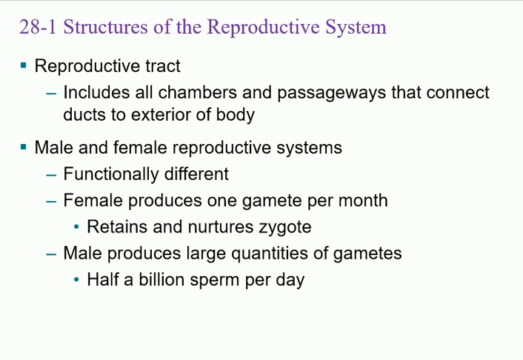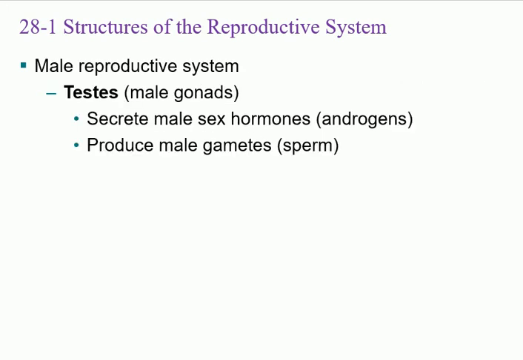The other thing is females produce one gamete per month, while males produce about 500 million or half a billion sperm. Most of those are going to be wasted, but it's one versus 500 million, half a billion. So here is the testes, and the testes produce androgen and sperms. The ovaries produce the equivalent, estrogen and eggs. But what else besides estrogen? Progesterone.